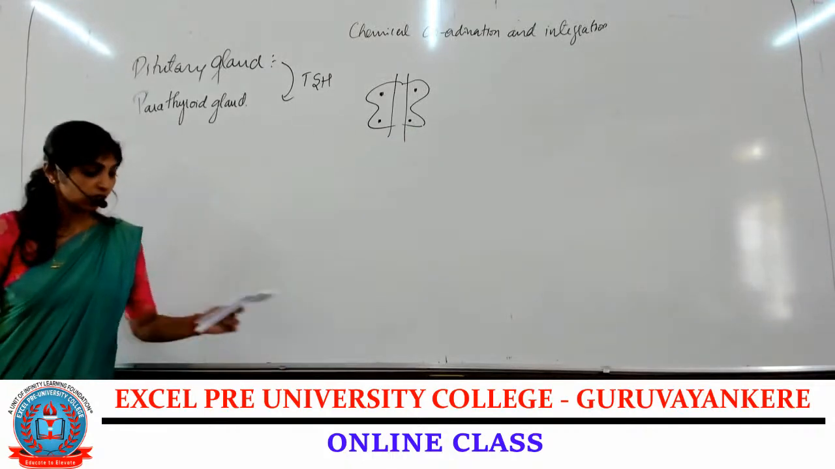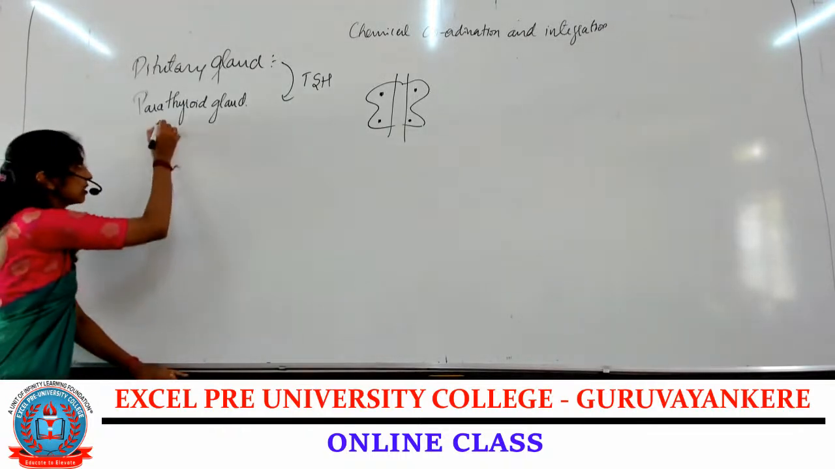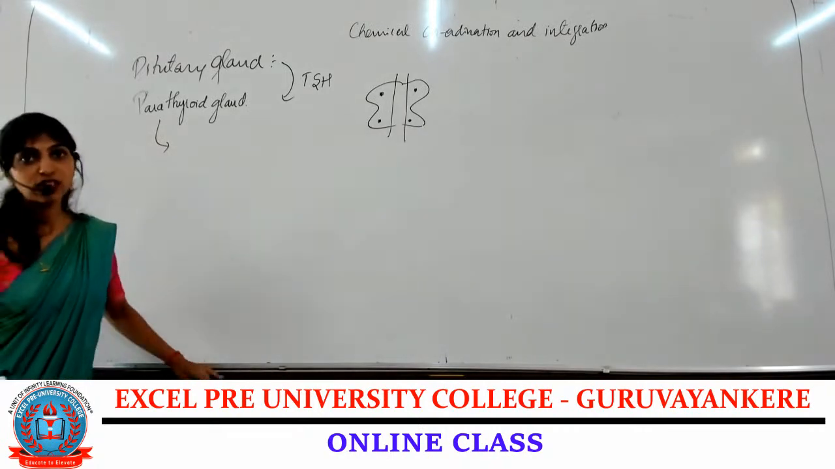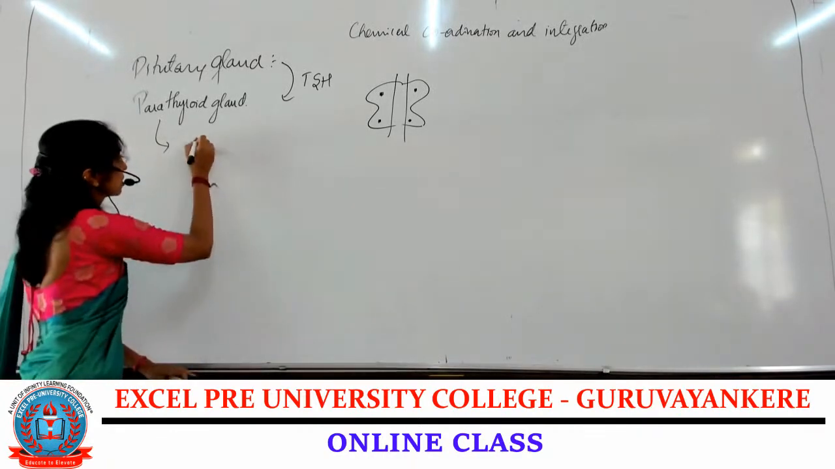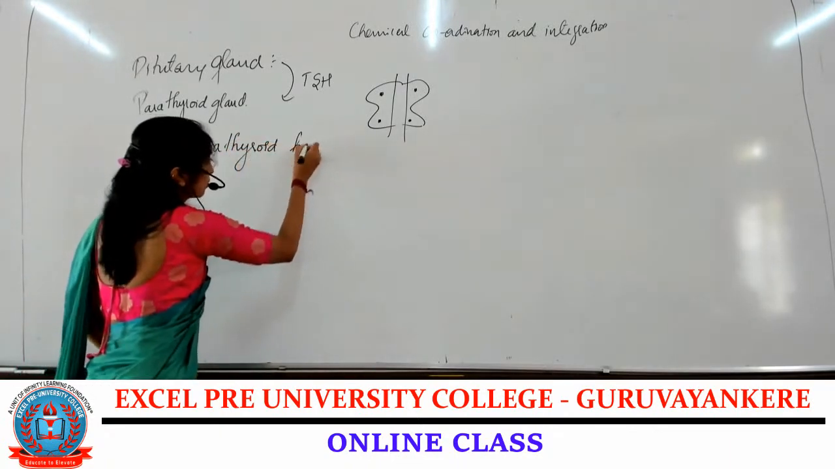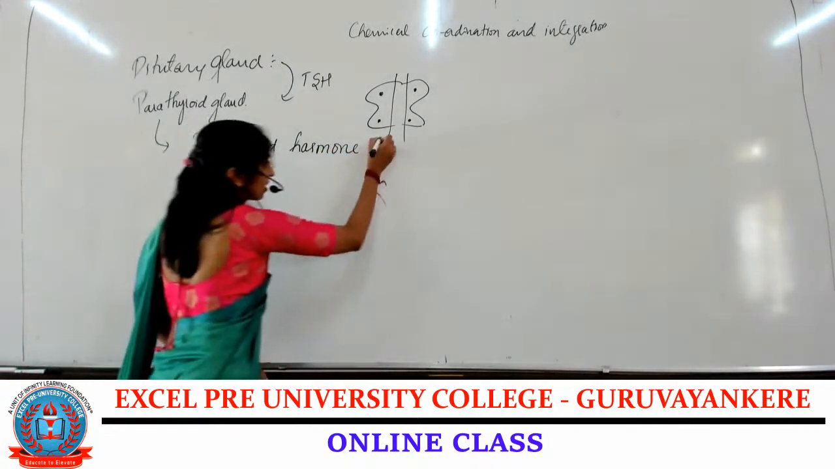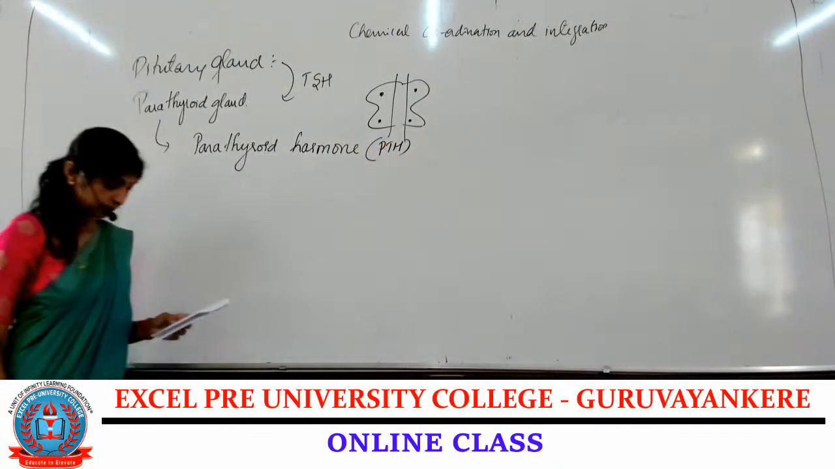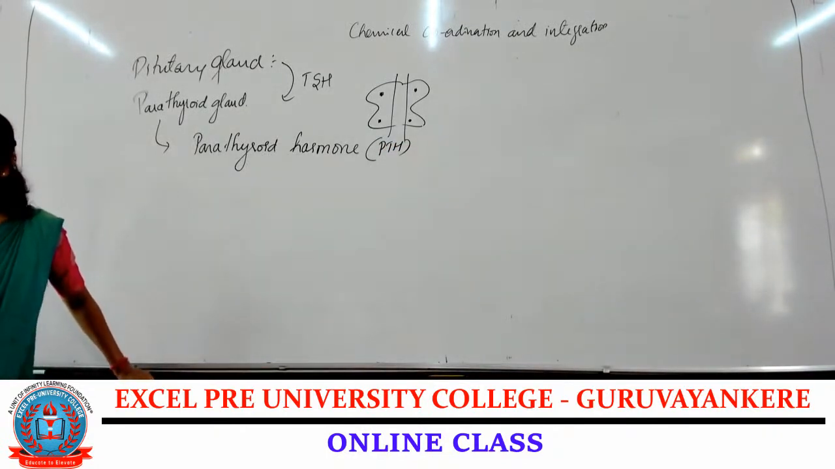Is that clear? Okay. Coming to the next one, the hormone secreted by the parathyroid gland is parathyroid hormone, or in short PTH. It is a simple gland. It secretes a hormone called parathyroid hormone, or PTH.